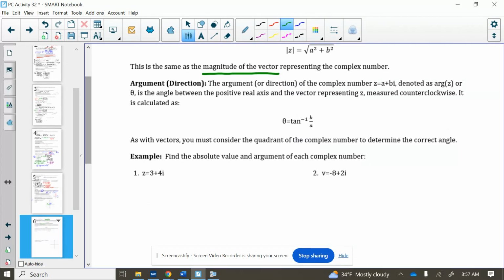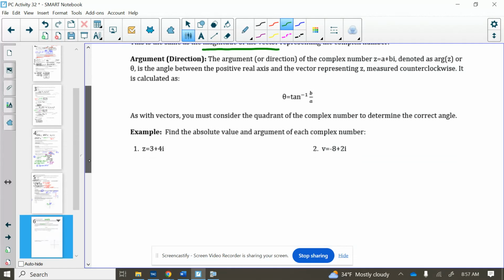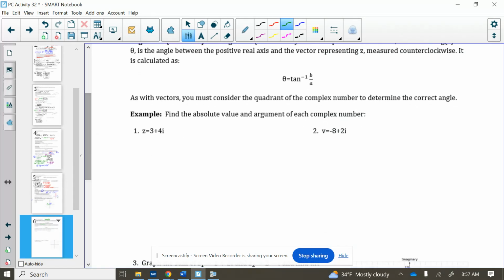The argument, again, is like the direction. This is going to be showing which direction our vector is pointing on the imaginary plane. Remember, positive is counterclockwise in this case. And again, we are going to be using tan inverse to help us calculate that, b over a. Always be aware, though, of what quadrant you are in and what the complex number is telling you, to get the correct angle.